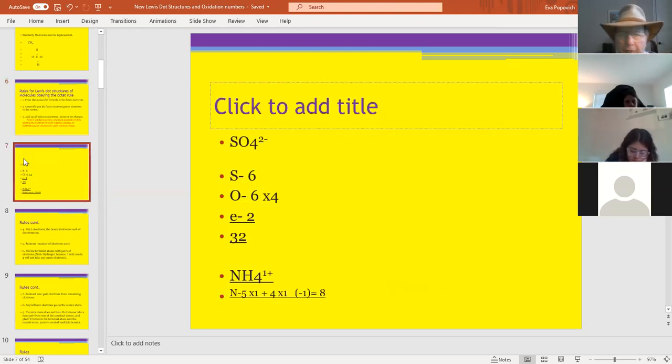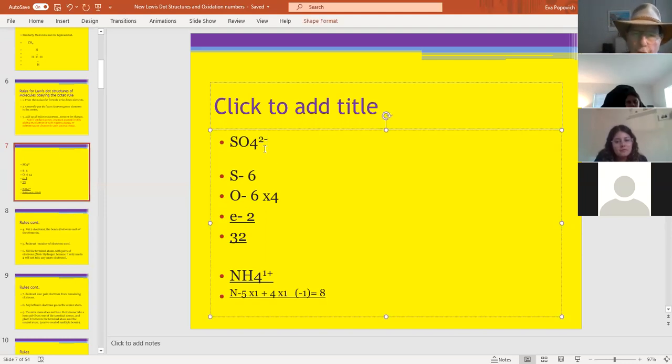That means if I have something like SO4 2-, I look and find the sulfur has 6 valence electrons. I have 4 oxygens. Each one of those has 6, so 6 times 4 is 24. I have 30 so far. Then I have to account for these 2 minuses. The 2 minuses are 2 extra electrons that the sulfur or the oxygens don't have. So that's just 2 extra electrons. I have to include those as well.